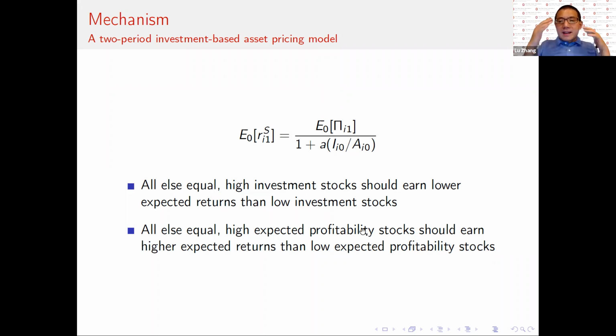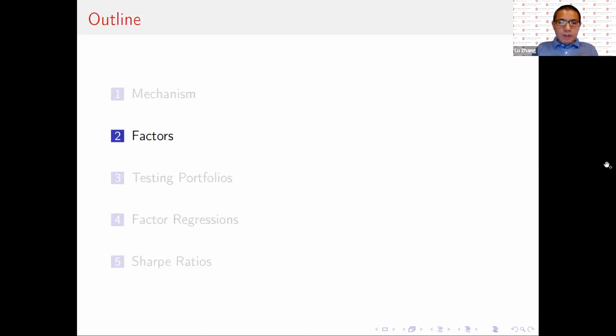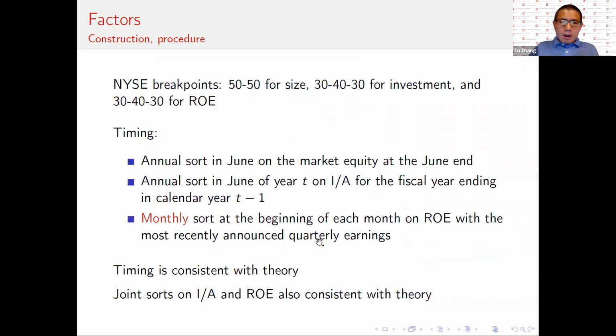If you think ROE or earnings follows our AR1 process, and you want to use the most up-to-date information, as opposed to three additional quarter lagged earnings. So that's why we ended up using monthly sorts on ROE. That's consistent with theory, whereas investment assets.